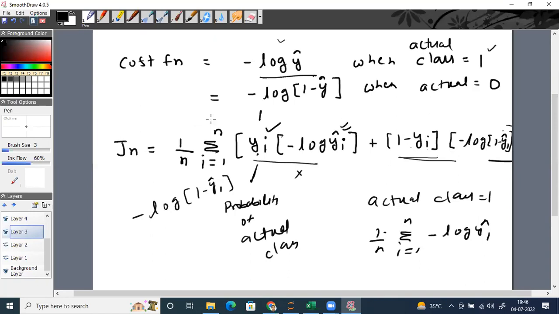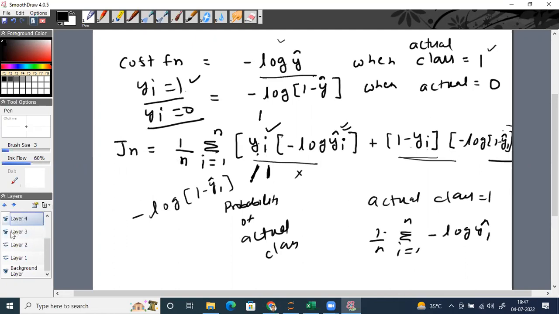Your actual class will have the value either 1 or 0. yi may be 1 or yi may be 0 because two classes are there. So sometimes you have to put 1 when actual class is 1, and when it is 0, you will put it to be 0. So yi value will be 1 or 0, depending upon which class it belongs to. Clear? And last thing, just 2 minutes and then I'll call it a day.